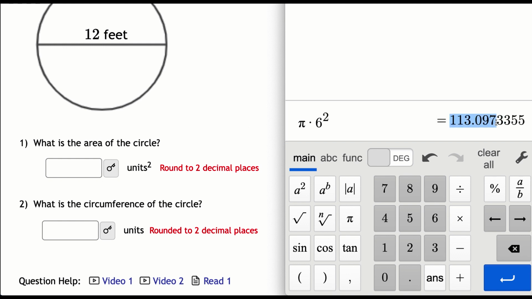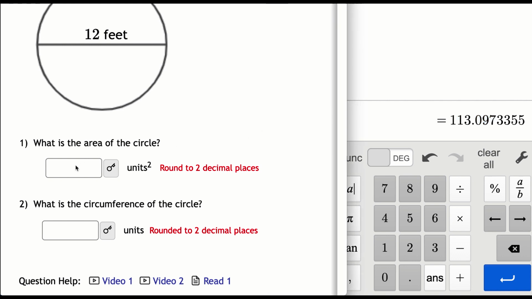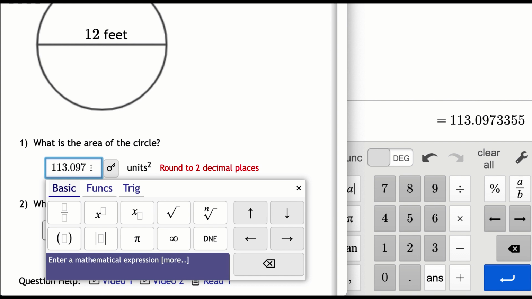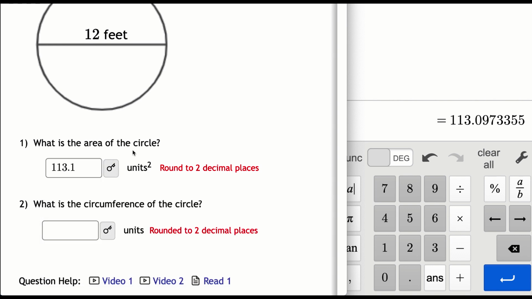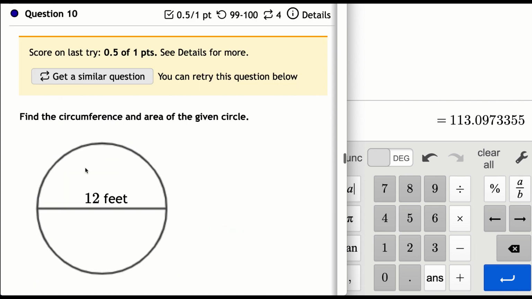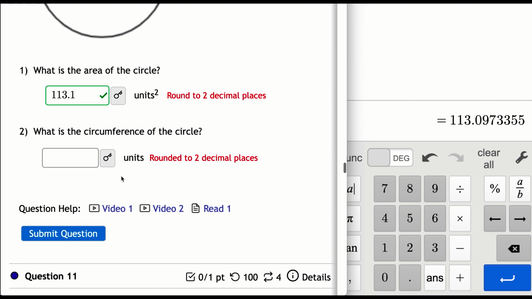So if I copy this right here and paste it in here, it does say 2 decimal places. Here's one we have to be careful with how we round it. 2 decimal places means that 7 is going to make the 9 turn to a 10. So you have to carry the 1, which then makes this become 113.1. Seems kind of weird. If you do put 3 decimal places, I believe it'll still mark it right. But that's how you do the first one. Hopefully you can get that first one correct.